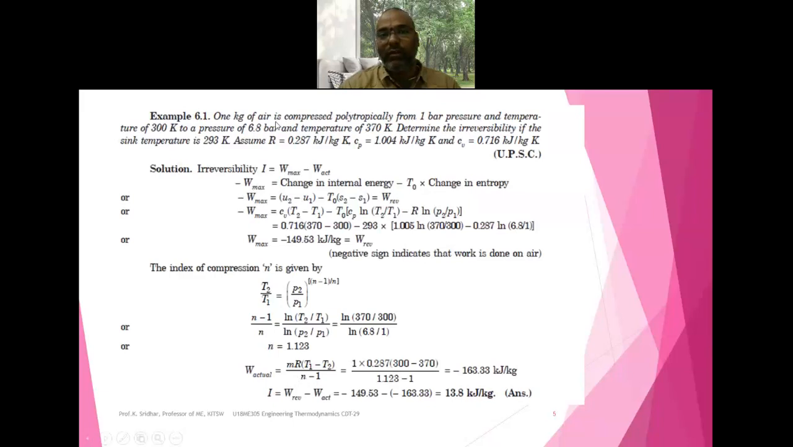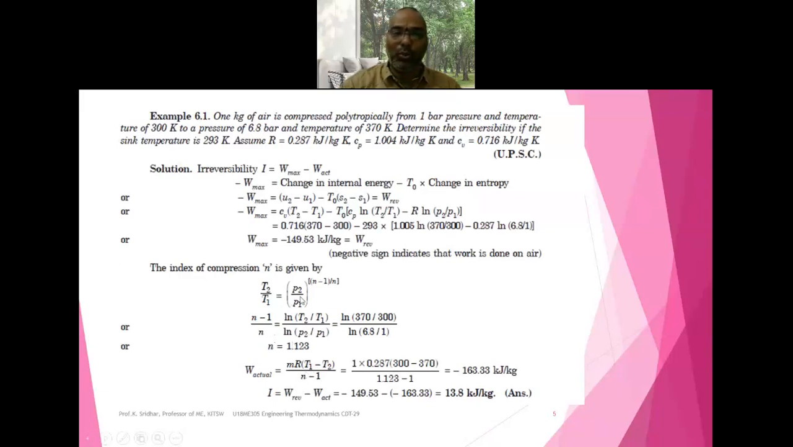Because it is air, we can treat air as an ideal gas. So PV is equivalent to MRT. So it is MR(T1 minus T2) by n minus 1. But here he has not given the polytropic index value. Simply mentioned only that the polytropic process is taking place. So we have to find out the n value. How can we find out the n value?